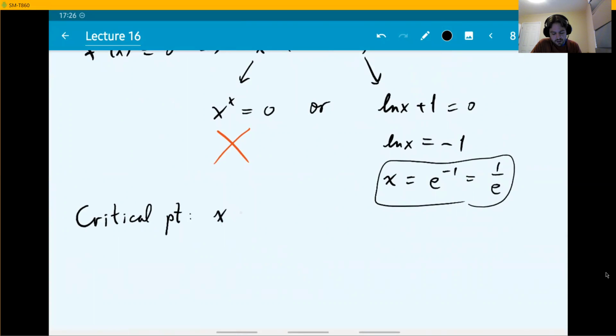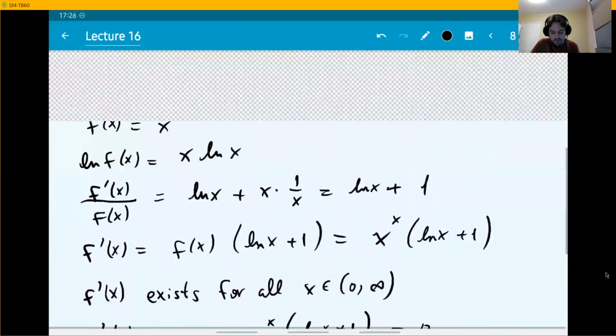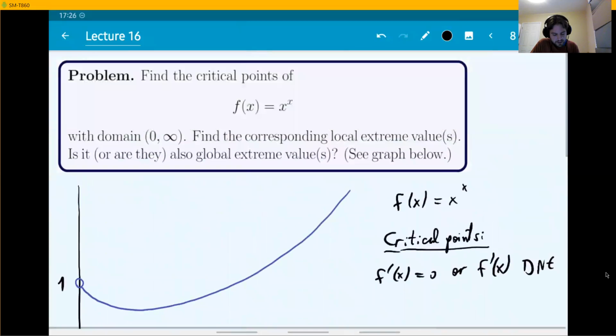X equals 1 over e. All right, so we found just one critical point. Let's look back at the graph now. Remember, the question was asking us to find the corresponding local extreme values, and I guess points as well.